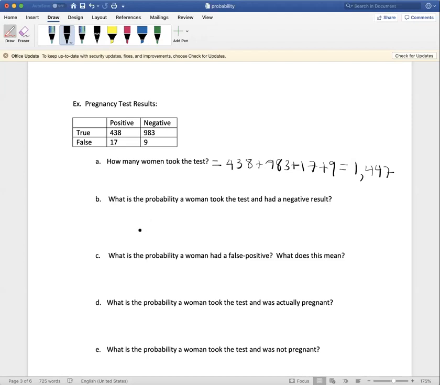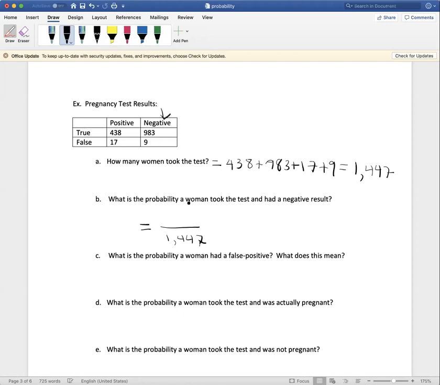Okay, so let's take a look at this next example. What is the probability that a woman took the test and had a negative result? So, a woman took the test. All of these 1,447 women took the test, so that's going to be our denominator. What is the probability that a woman took the test and had a negative result? So we're looking at this column over here.